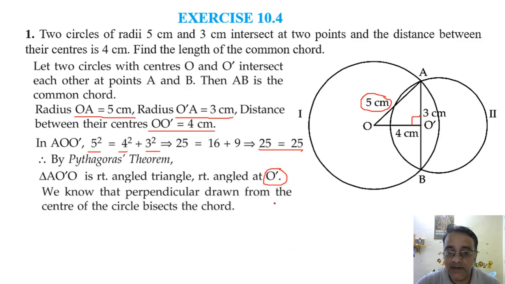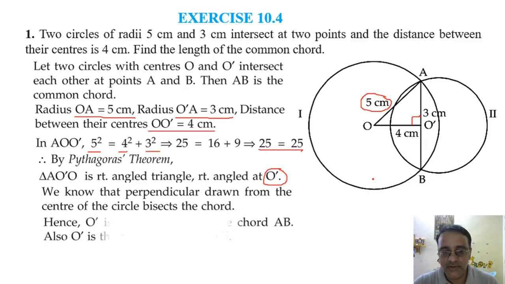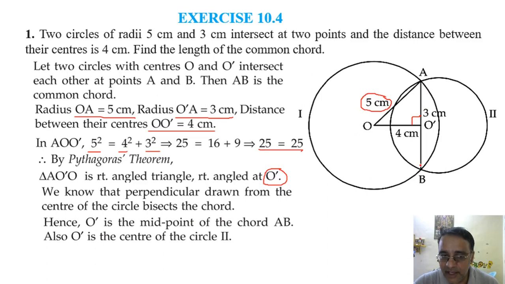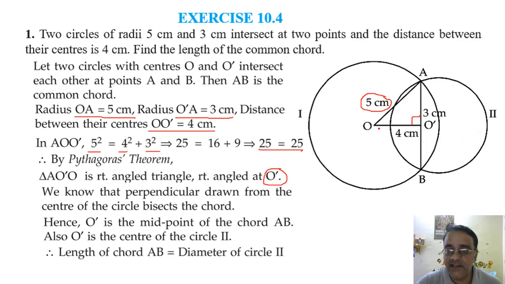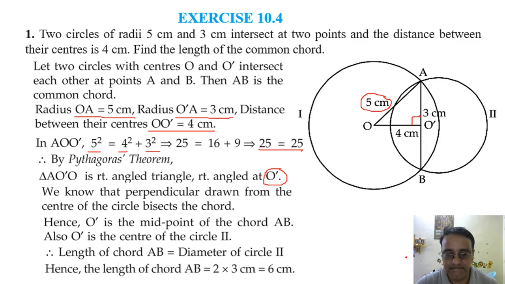We know that the perpendicular drawn from the center to a chord bisects the chord. So this is the chord, right? AB is the common chord, and O dash is the perpendicular. And we know that the perpendicular drawn from center to chord bisects the chord. So O dash is the midpoint of AB, and O dash is also the center of the second circle. So therefore the length of AB is equal to the diameter of the second circle, and the diameter of the second circle is 6 centimeter. Is that clear? Yes, sir. Okay, so let us move towards question number 2.